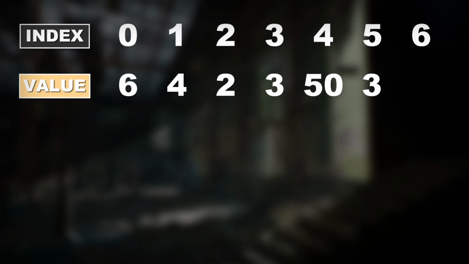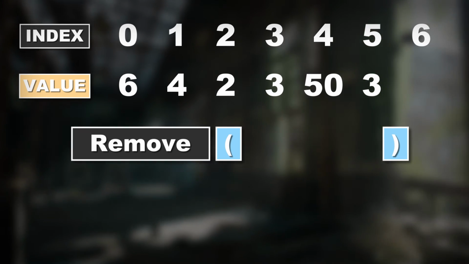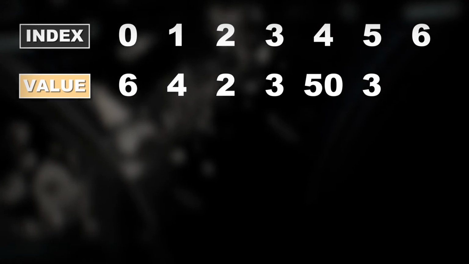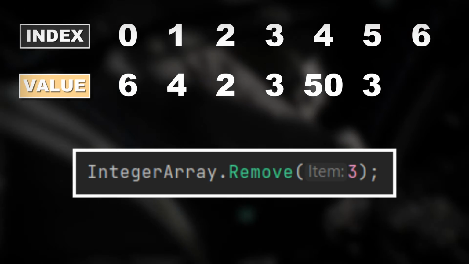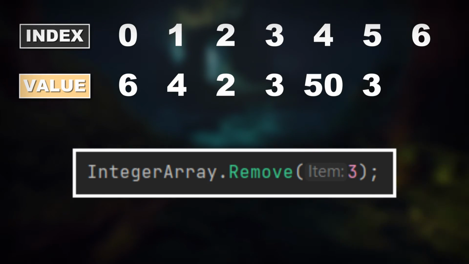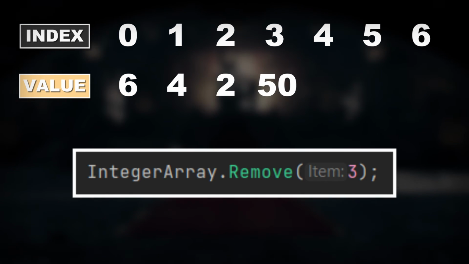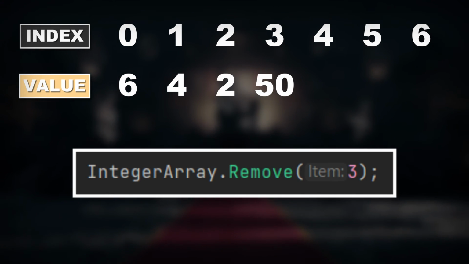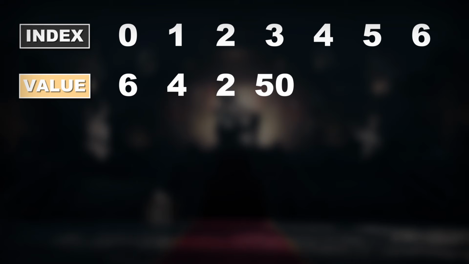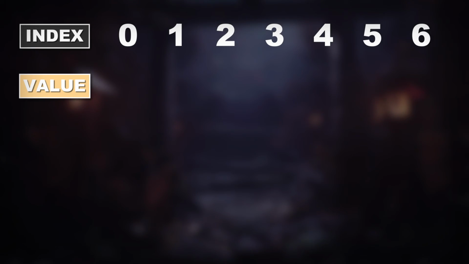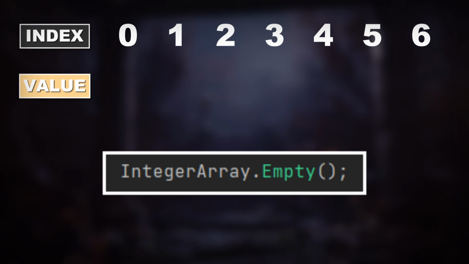But you can also use the remove method and then provide an element that should get deleted. Then it will delete all occurrences of the element you have provided. So again, an example: if we provide 3 as the element we want to delete, we can see we have 2 3 elements and it will delete both occurrences of the element. If you want to delete everything that is currently stored inside the TArray, you just can call the empty method.